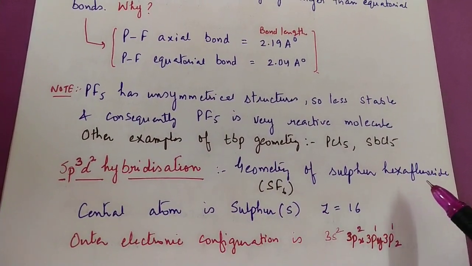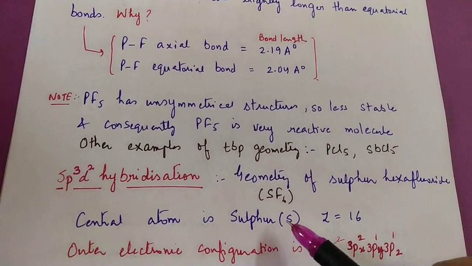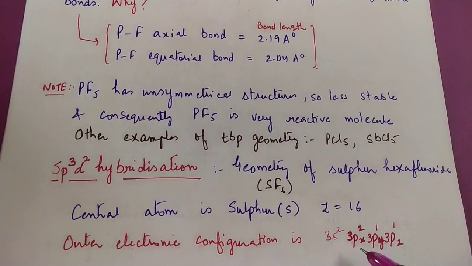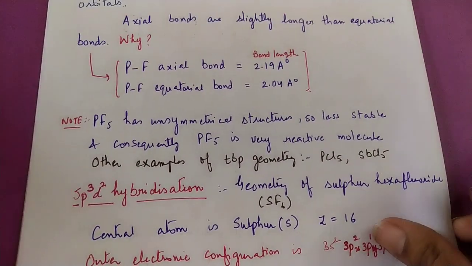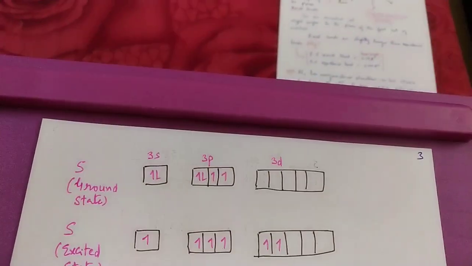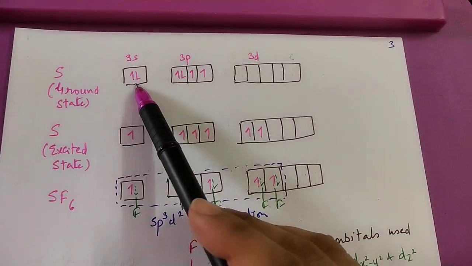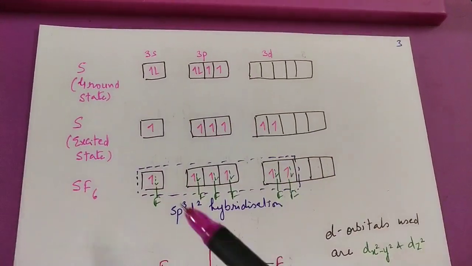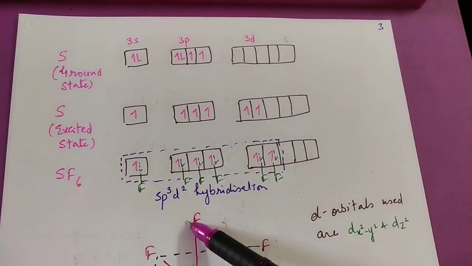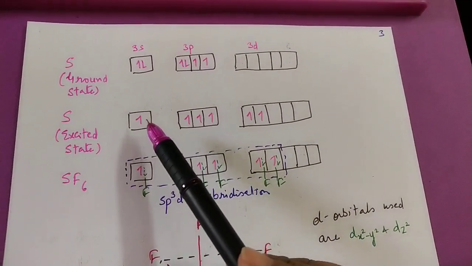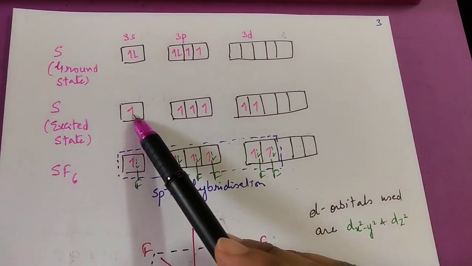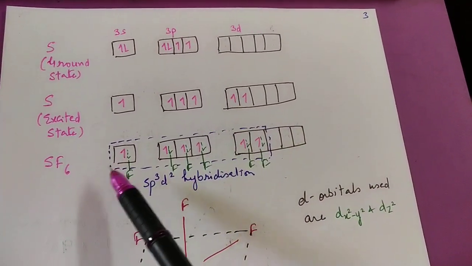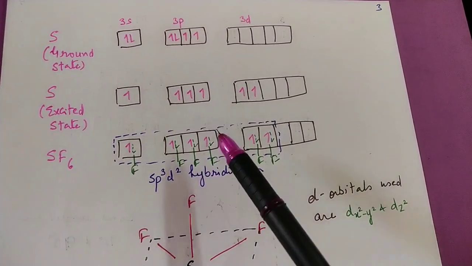Next we move to sp3d2 hybridization: geometry of sulfur hexafluoride, SF6. The central atom is sulfur, atomic number 16, and the outer electronic configuration is 3s2, 3p4. So in px there are 2, in py 1, in pz 1. Sulfur in the ground state has 2 electrons in s, 2 in px, and in py and pz there is 1 each. Here there are 6 fluorines, so it has to form bonds with 6 fluorines. For that, 1 electron from 3s and 1 electron from 3p both get unpaired and are promoted to 3d.